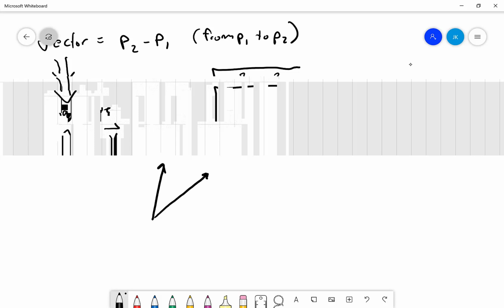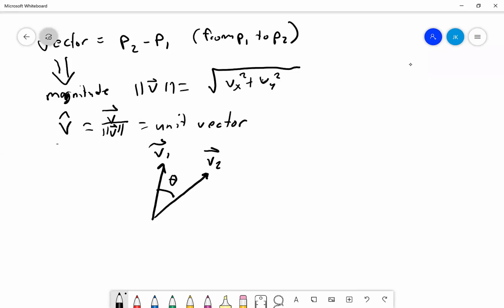If I'm given two vectors, I often want to know something about the angle between them, theta. If one of them is vector v1 and the other is vector v2, I can calculate theta from the property that the cosine of theta times the magnitude of v1 times the magnitude of v2 is going to be v1 dot v2.